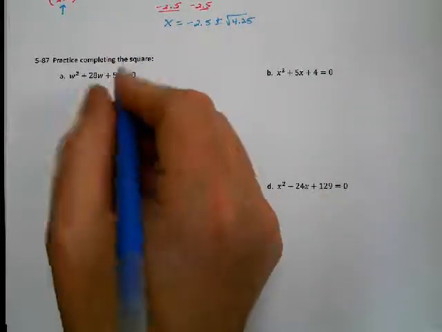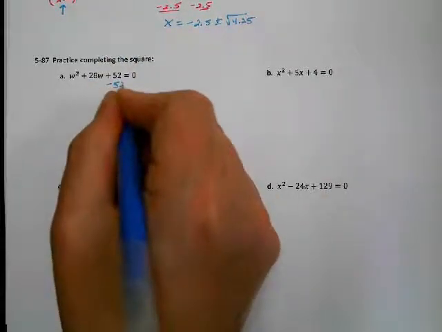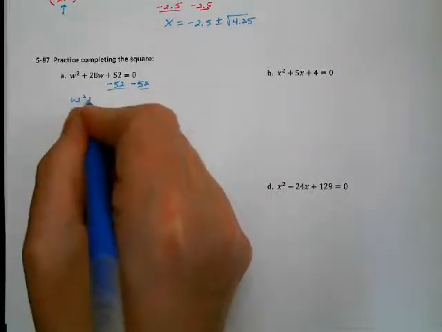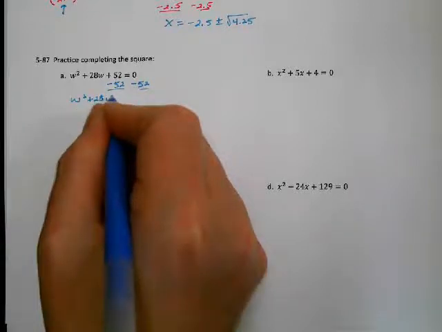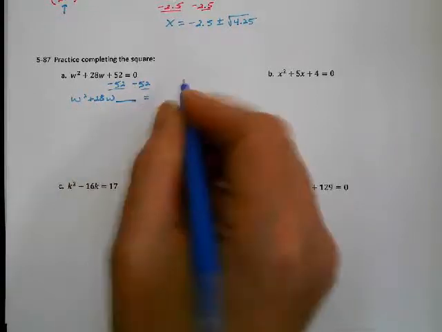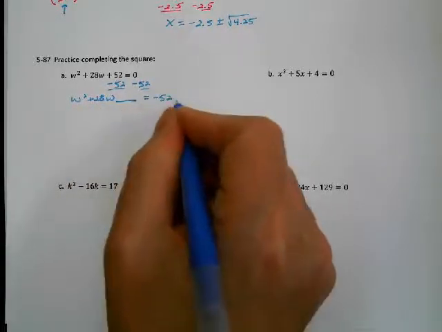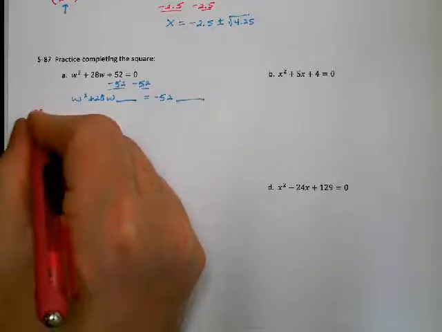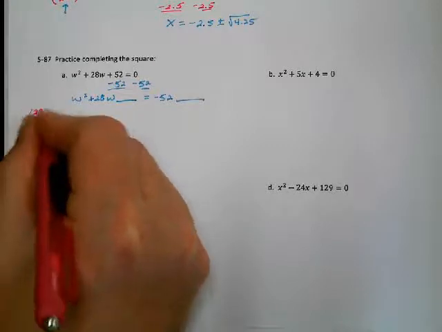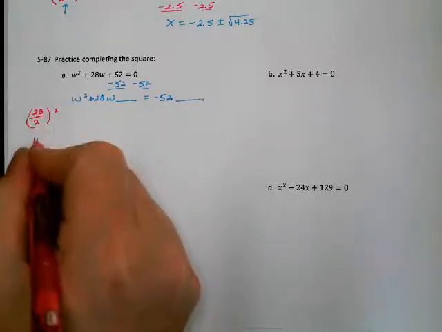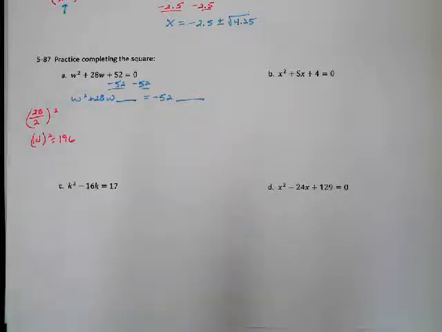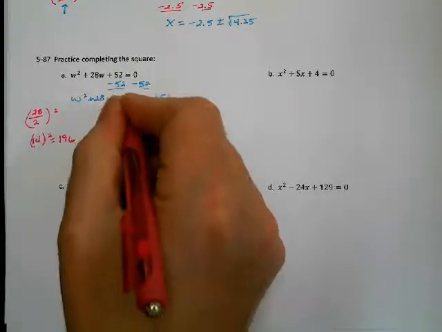I'm going to subtract 52 from both sides. That gives me w squared plus 28w. I'm going to plug in a number here, negative 52, and I'm going to add the number to both sides. So I'm going to take 28, cut it in half, and square it. So that's 14 squared, which is 196. So 196 is the number that I add to both sides.